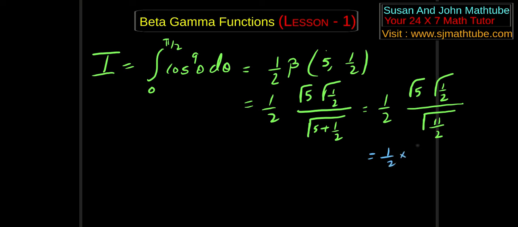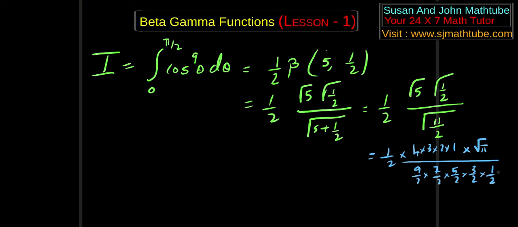1 by 2 into 4 factorial, 4 into 3 into 2 into 1. Use the calculator, and gamma 1 by 2 is root pi. The whole divided by 9 by 2 into 7 by 2 into 5 by 2 into 3 by 2 into 1 by 2, and then root pi. Simplify and you get the answer.